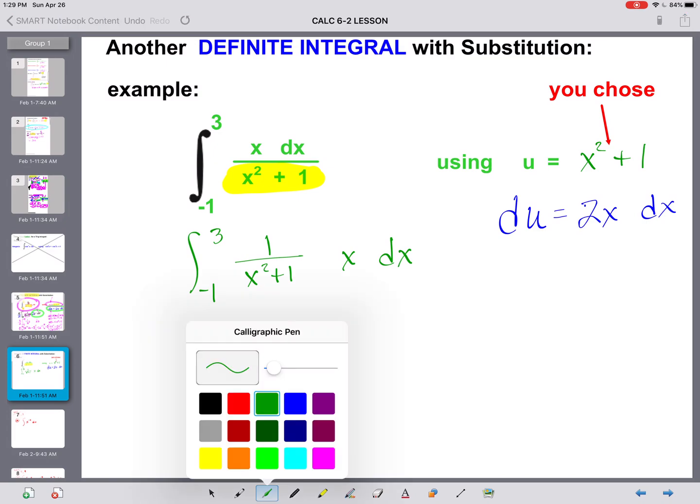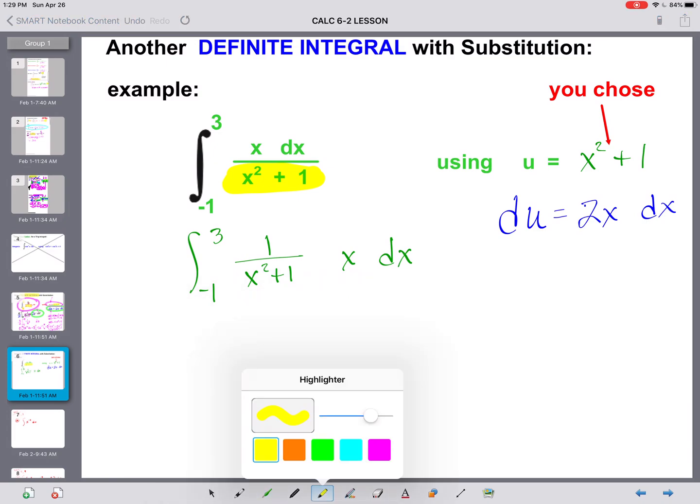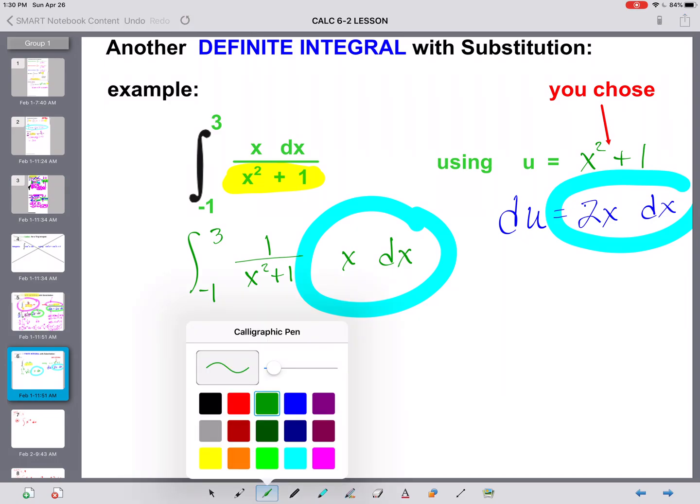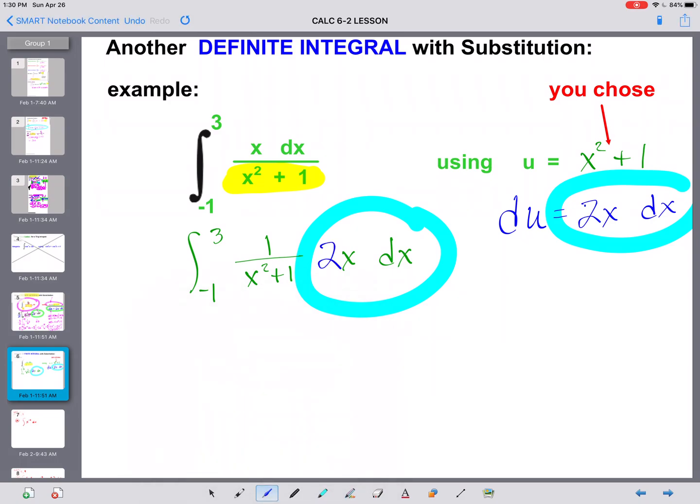Now, take a look right here. I have to have 2x dx in the problem. I have to have 2 times x times dx. Well, I don't have that yet. I have to put it in there. Well, wait a second, though. That integral now is not equal to the one I started with. What do I have to multiply the outside by? What times 2 gives me 1? Yeah, I got to multiply the outside by 1/2. There. Now, that integral is equal to the one I started with.